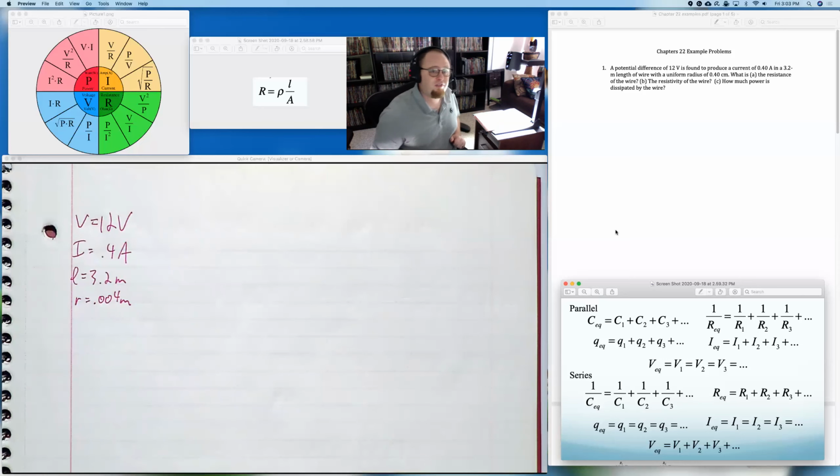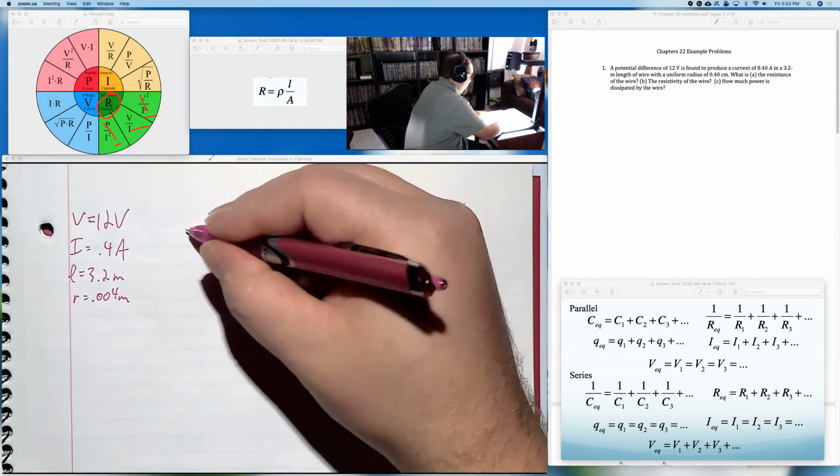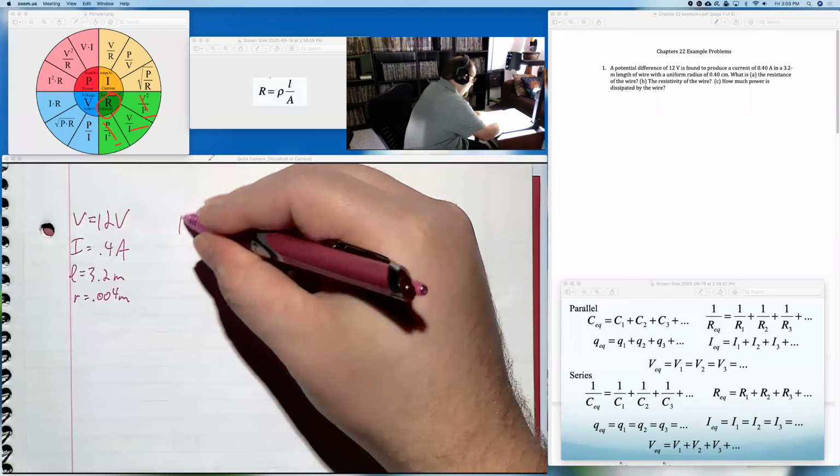If I want to find the resistance, I'll go right to my electrician circle. I misspoke before. How to read this is, if I want to solve for resistance, I'll go to my resistance section, and I have three equations for resistance. Now, I don't know P, so this one's out and this one's out. I have to use this last equation and say resistance equals V over I.